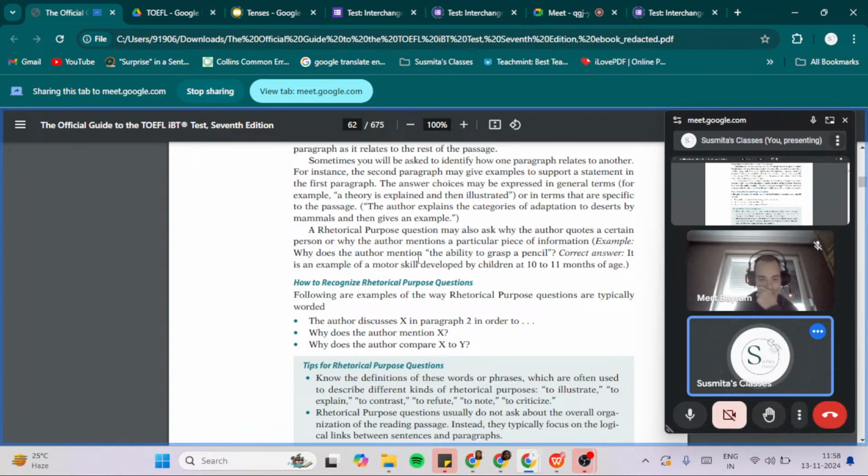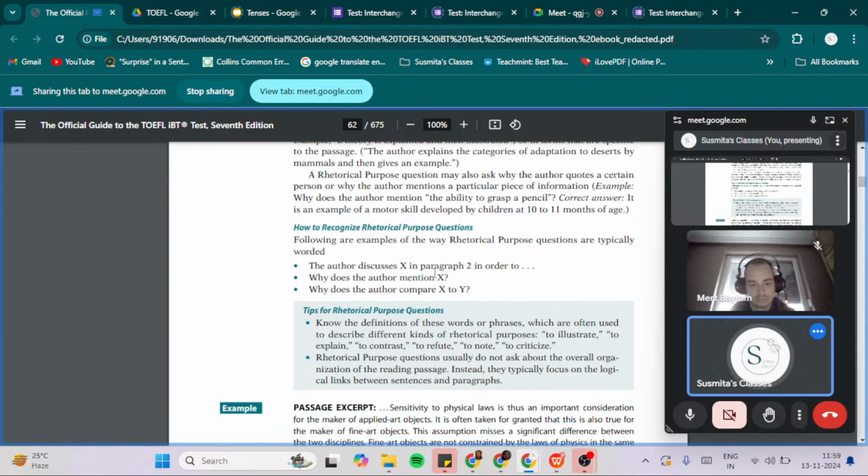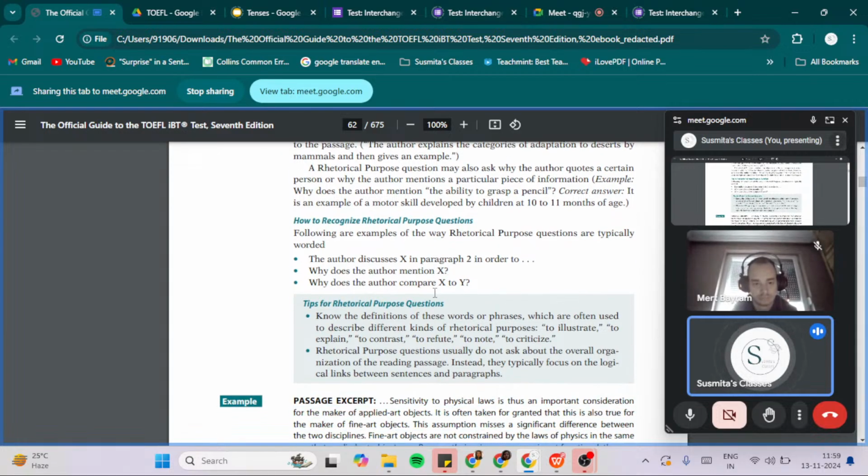Example, they might just give you a part of the sentence by saying, why does the author mention the ability to grasp a pencil? Okay, and the correct answer, it is an example to motor skills developed by children between 10 to 11 months of age. So that would be a correct answer over here. Why the ability to grasp a pencil is given. Okay. When you're talking about, say, motor skills, the whole passage might be talking about how the development of children happens, right? So that's something that you should understand and gauge the answer correctly over there.